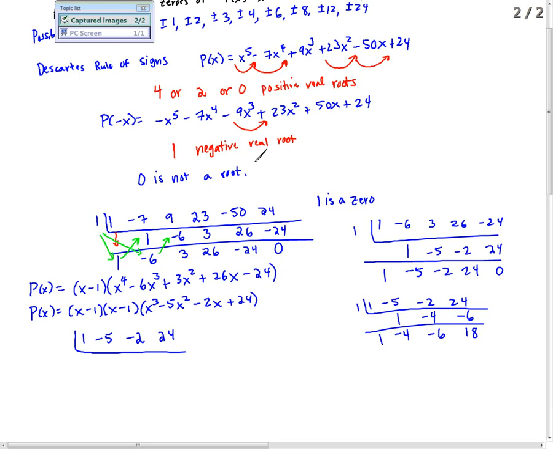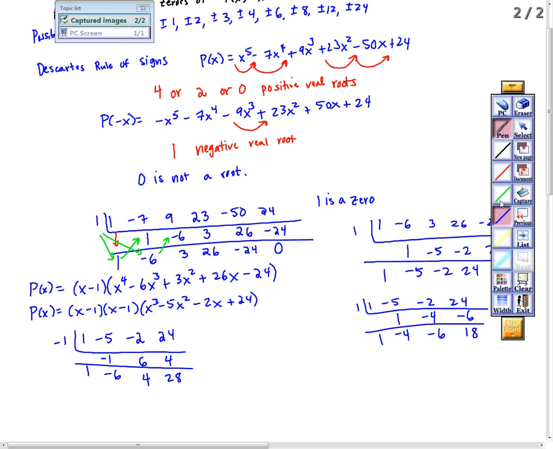So let's try, I don't know, let's try -1 just to see what happens. I put in -1, bring this 1 down, so I get -1 times 1 is -1, this is -6. -1 times -6 is +6. -2 plus 6 is 4. -1 times 4 is -4. This is 28. That one does not work. Okay, I'm still trying to shoot for this one negative real root. So again, it doesn't have to be an integer, but I'm going to try another negative integer just to make sure. I'm going to go ahead and try -2.